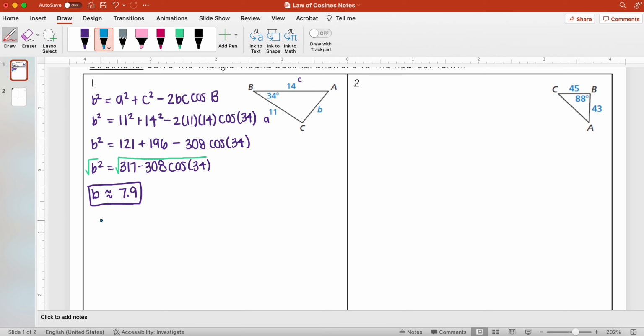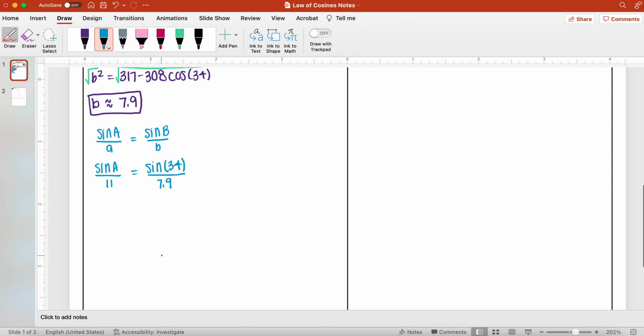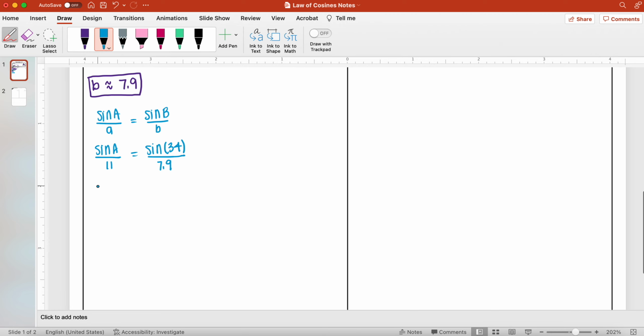And so finding the angle, I know my proportion, I need to have sine of a on top. So sine of a over a is equal to sine of b over b. And again, I'm using b because I know both the angle and the side length. So sine of a over a, which is 11, is equal to sine of b, which is 34, over b, which we just found to be 7.9. Cross multiply, and I have 7.9 sine of a is equal to 11 sine of 34.